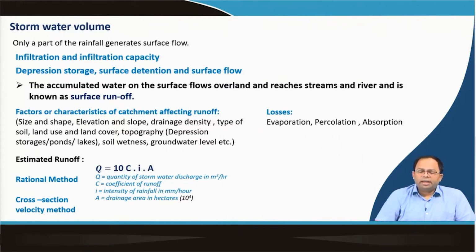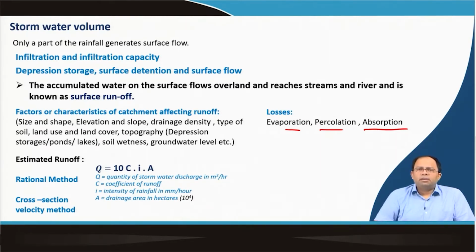Groundwater level in that area, all these things play a role in determining the amount of runoff that is generated by a particular area. Some of the losses that we also experience are the evaporation losses from the catchment, percolation losses from the catchment, and absorption losses by trees, leaves and so on. So, this is the water that is lost whenever water falls on a catchment.